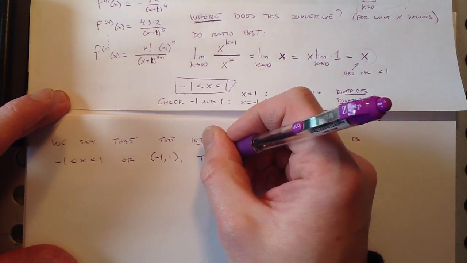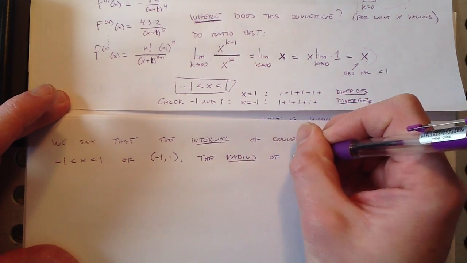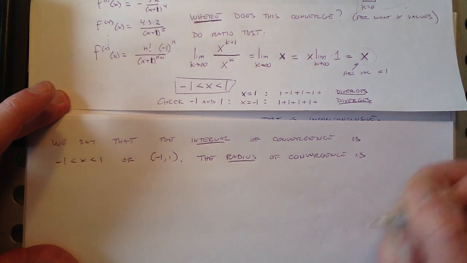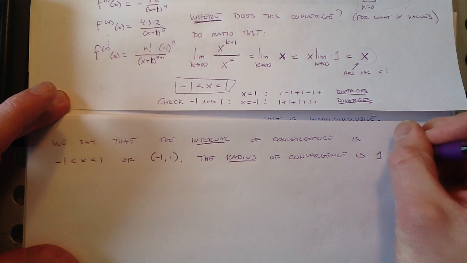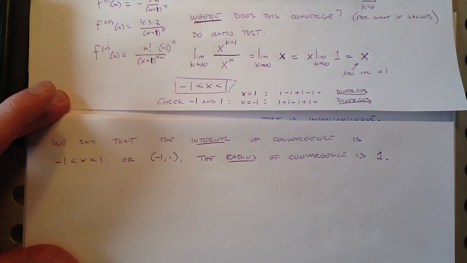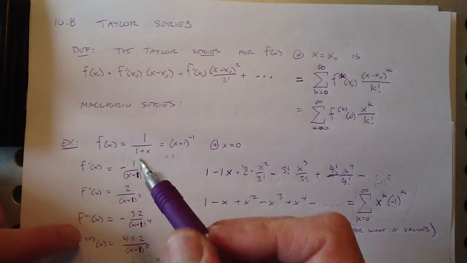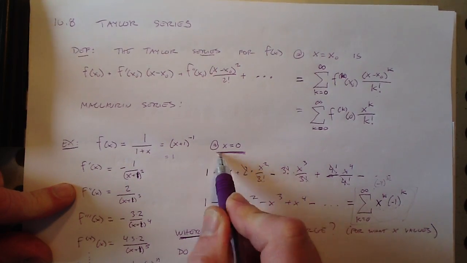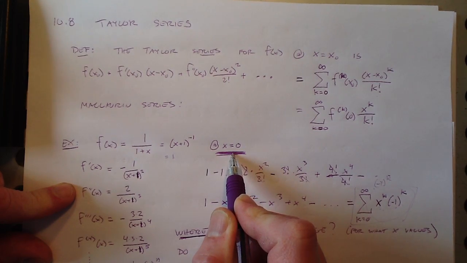We say the radius of convergence is, what do you think it is? Well, the center of this interval is 0, right? And it's like 1 on either side of that, so the radius is 1. All right? And notice that the center of the interval, hence this was a Maclaurin series at x equals 0. Wherever you're finding the series, that's going to be the center of your interval, right? No exceptions.